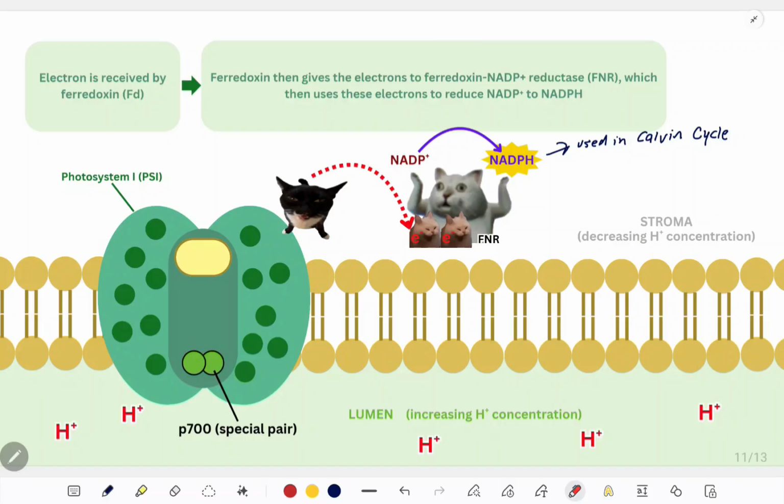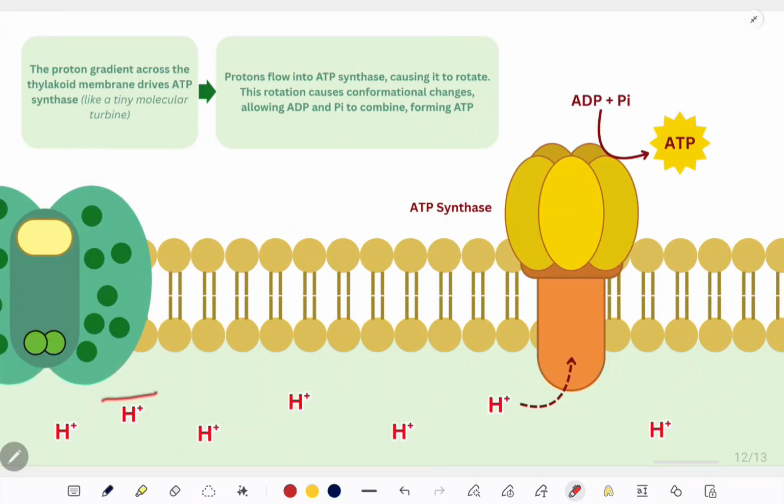And by now you may have noticed that the proton gradient in the lumen is gradually increasing, because throughout the entire electron transport chain, protons are just being transferred from the stroma to the lumen. And this proton gradient, as I mentioned before, is extremely important for the synthesis of ATP.